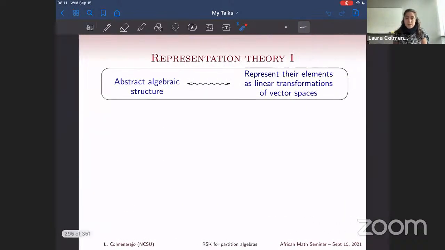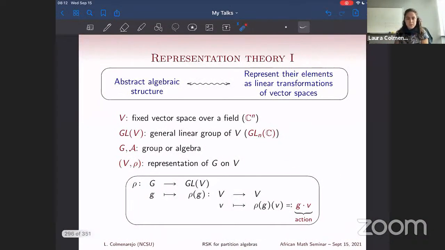So the way that I usually think about representation theory is that we are trying to understand abstract algebraic structures as we understand vector spaces. So the way that we are going to do this is that every element in my abstract algebraic structure is going to be represented using linear transformations of vector spaces. And in my mind, these linear transformations of vector spaces are going to be matrices, because I'm going to be restricting to finite structures or structures that behave well with vector spaces. So let me show you how we do that.